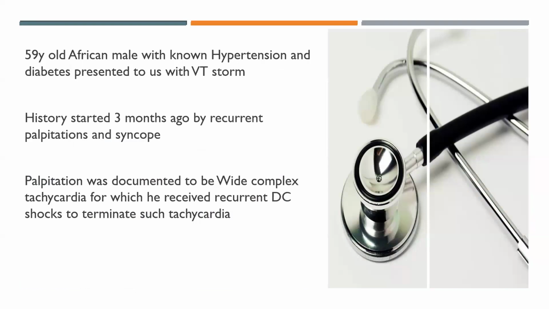Our case is a 59-year-old African male with known hypertension and diabetes who presented to us with VT storm. His history started 3 months ago with recurrent palpitation and syncope. Palpitation was documented to be a wide complex tachycardia, for which he received recurrent DC shocks to terminate such tachycardia.